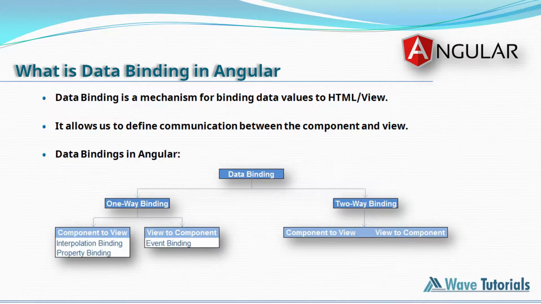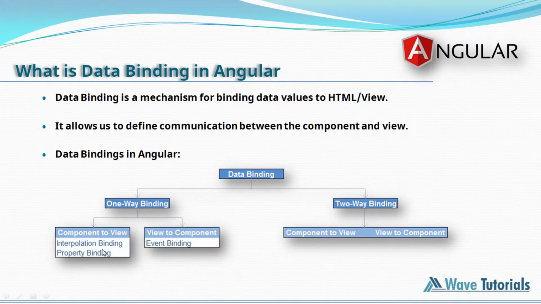In AngularJS, we have two types of data binding. One is one-way data binding and another one is two-way data binding. In one-way data binding, our data flows either from component to view or from view to component. To move our data from component to view, we will use interpolation binding, property binding, and also with this we have attribute binding, style binding, etc. For the flow of data from view to component, we can use event binding. And two-way binding is a combination of property binding and event binding, which allows us to move our data either from component to view or from view to component. Now let's discuss all the data bindings in detail.